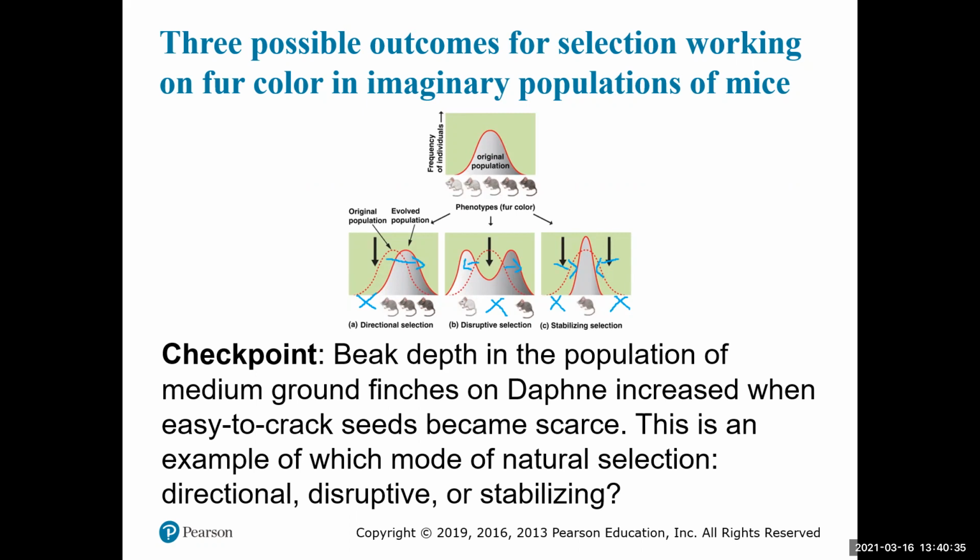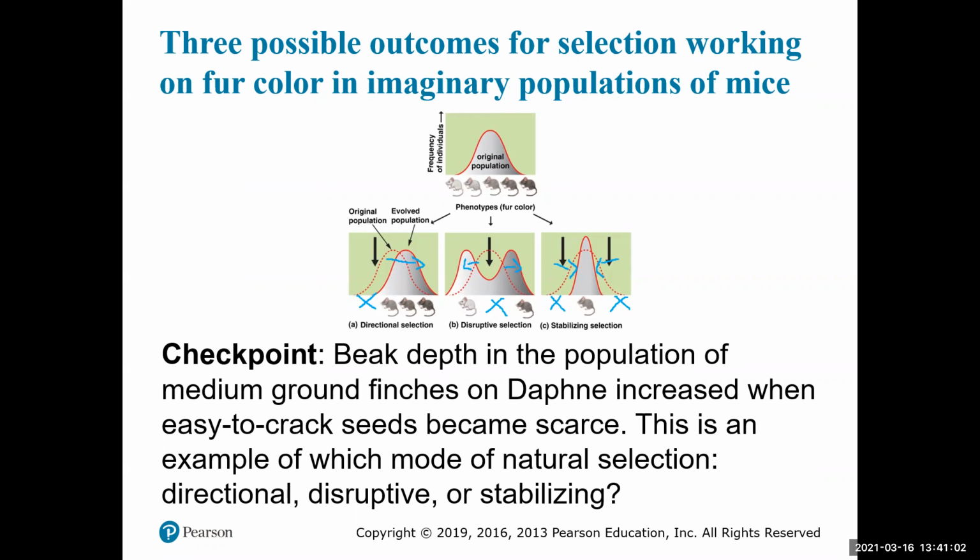Okay. And so let's think about this question. If you have beak depth in a population of ground finches on an island in the Galapagos, and it increases, so that beak size increases when easy to crack seeds become scarce, this is an example of which mode of natural selection? So is it directional, disruptive, or stabilizing? Okay, so pause the video. Think about that for a second.